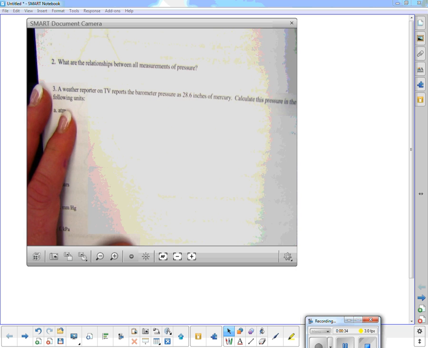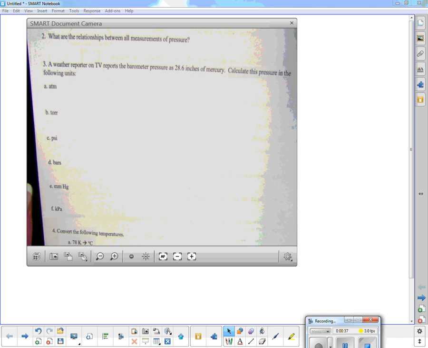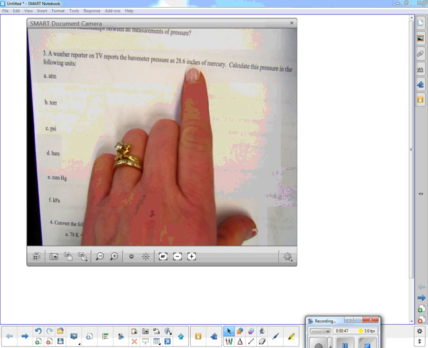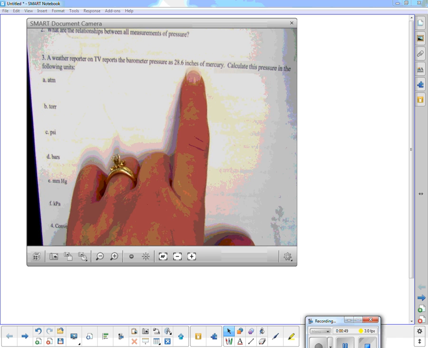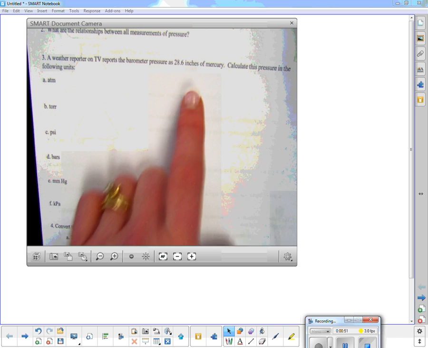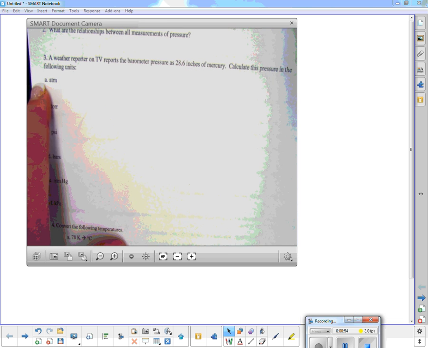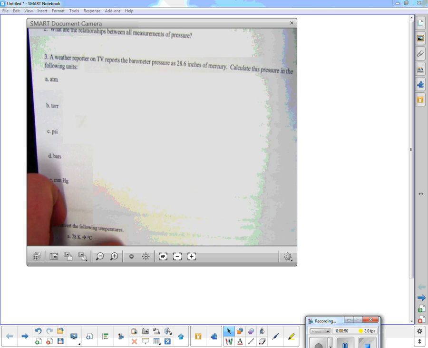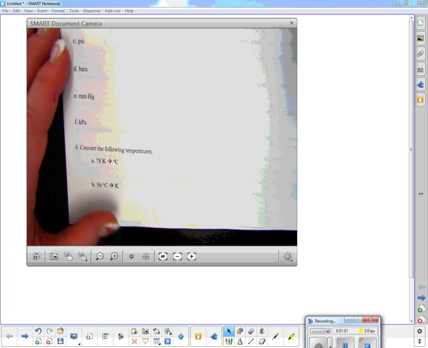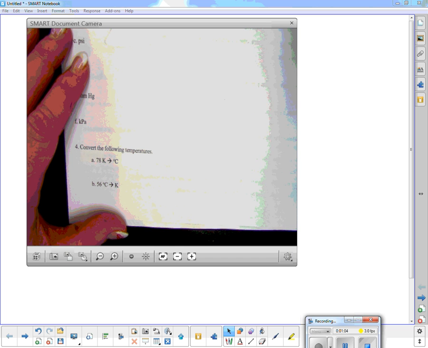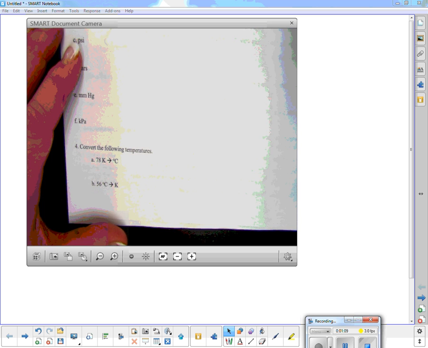Then you were to take 28.6 inches of mercury and convert it into atmospheres, torr, psi, bars, millimeters mercury, and kilopascals. You're going to need to divide it by whatever inches mercury was, which was 29.9 or something like that, and times it by whatever the number in front of these were for the conversion. Then we went to convert the following temperatures. This is where you use 273.15 and you add it to your degrees Celsius, or you subtract it from the degrees Celsius.